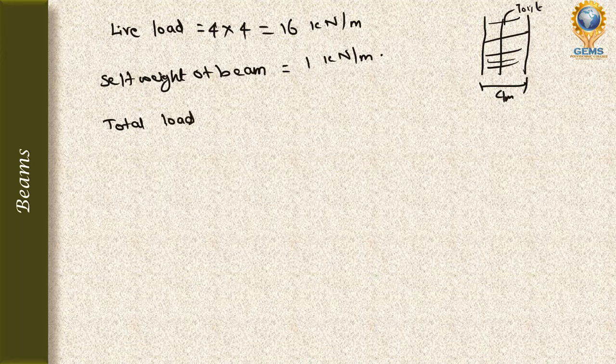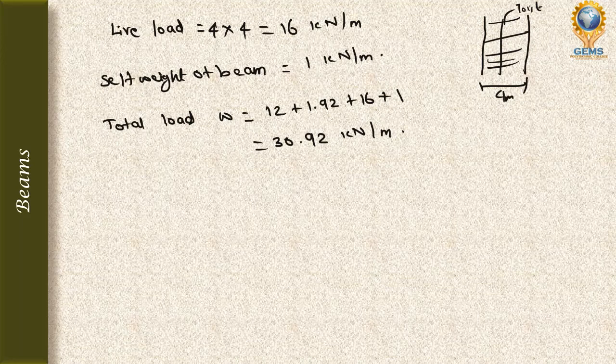Total load on a beam, on each beam. So W is equal to 12 plus 1.92 plus 16 plus 1, that is equal to 30.92 kilonewton per meter. It is the total load that is acting on the joist due to the RCC slab, floor finishing and live load and the self weight of beam.